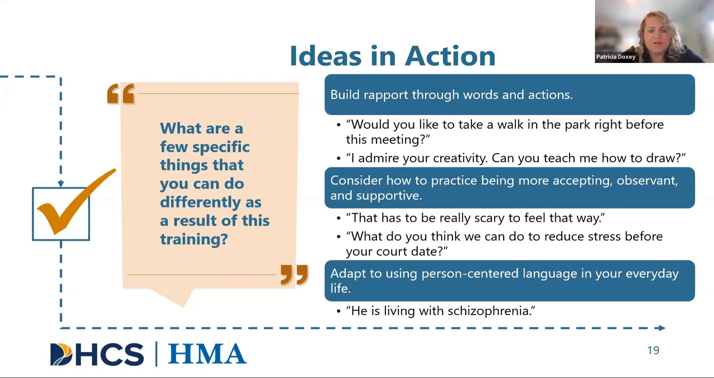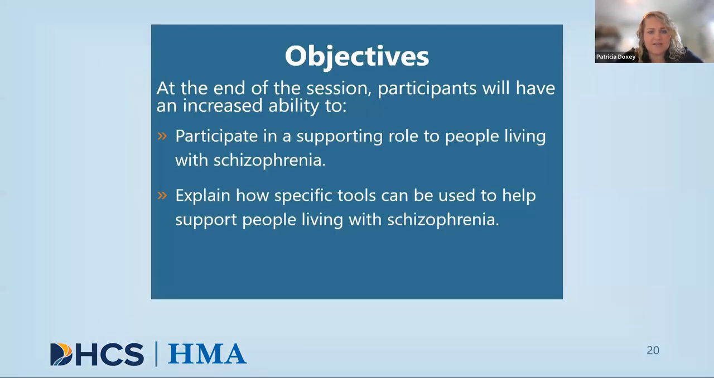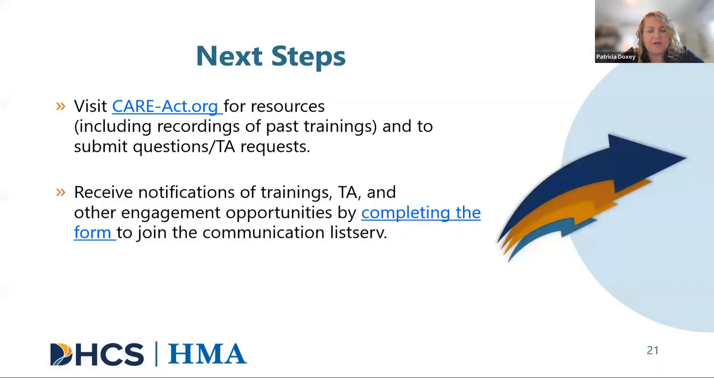So we're going to just briefly touch back on our objectives for this call. The goal was at the end of this module to have an increased ability to participate in a supporting role to people living with schizophrenia, and then explain how specific tools can be used to help support people living with schizophrenia. And we have a few next steps that we'd like to highlight for you.